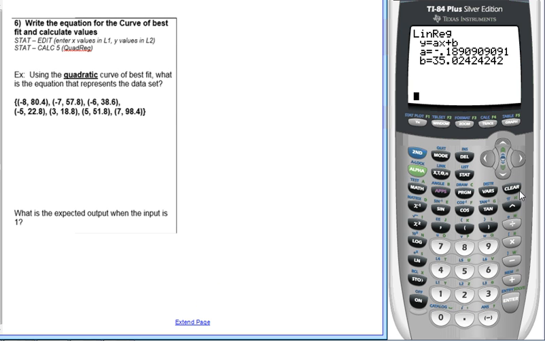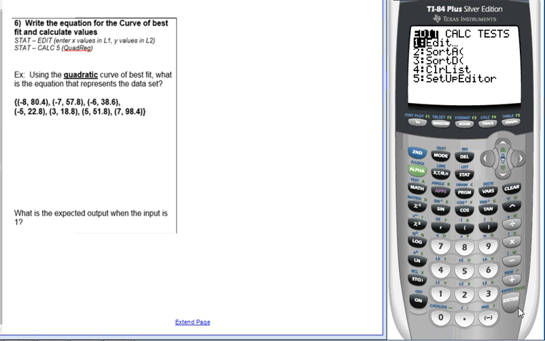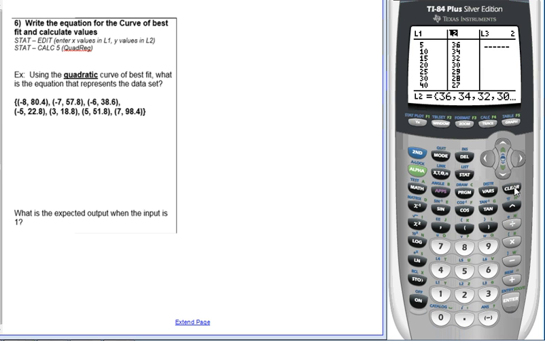Okay, now curve of best fit. Again, when you see a bunch of data, you should hit your stat button and go to enter. I've got to clear out this data before I enter new data. So I'm going to put all my X's in L1 and all my Y's in L2. And the way I'm given this data, I'm given it as a set of points. But remember that points are X, Y, X, Y.